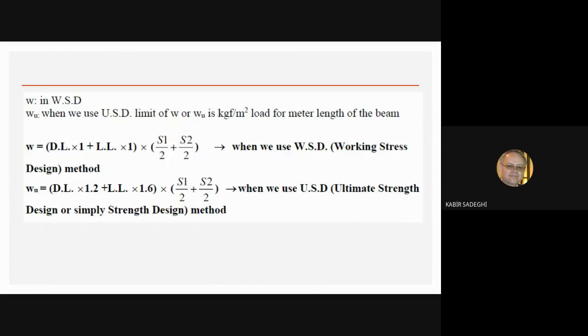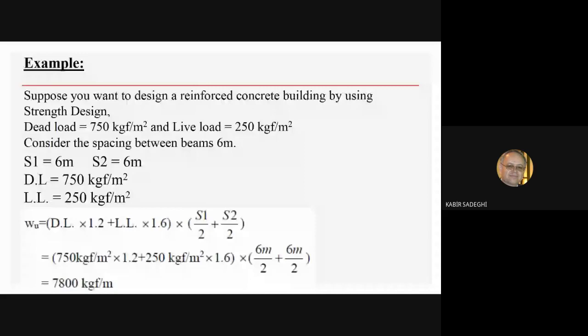Now let's see one example for this case. Suppose we want to design a reinforced concrete building by using strength design. Strength design is ultimate strength design. Ultimate strength design is the USD method. Dead load is given as 750 kilogram force per square meter, and live load is given as 250 kilogram force per square meter. Consider the spacing to be 6 meters. Therefore, S1 and S2, both of them are 6 meters.